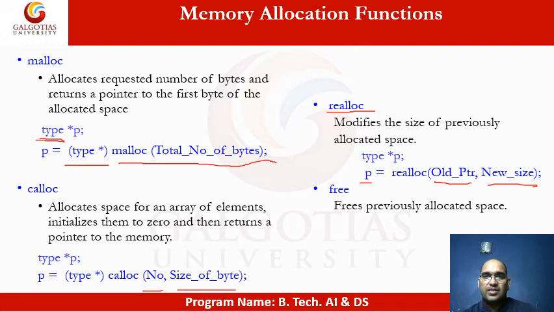And the last one is the free function. What is the work of the free function? The memory which is created by us should be removed by us only. So it frees the previously allocated space. That is the job of the free function.